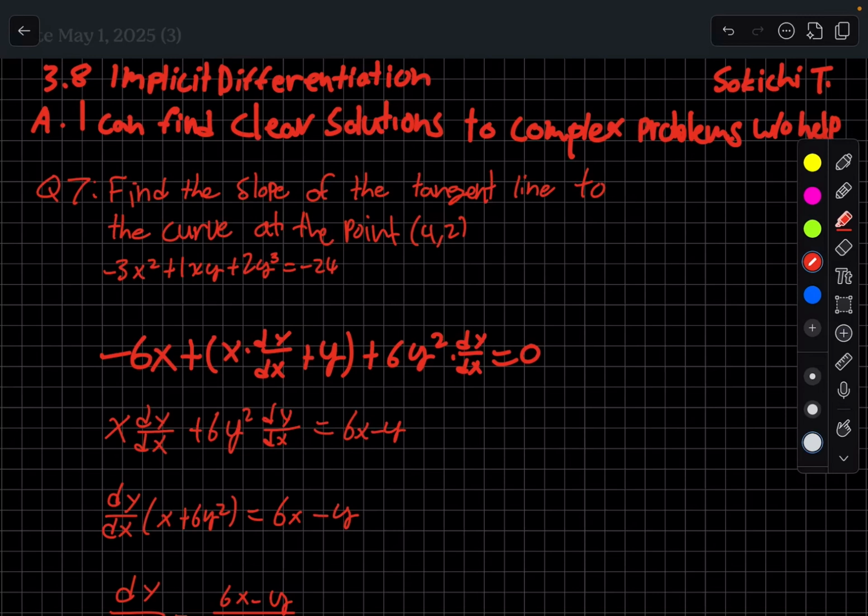And when we look at it, negative 3x squared and negative 24 are pretty simple. You just find it, you know? So it'll be negative 6x and 0.